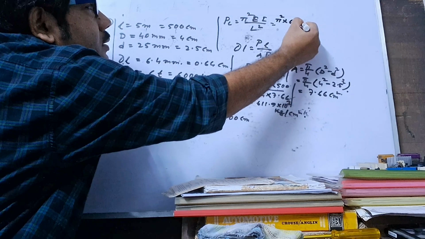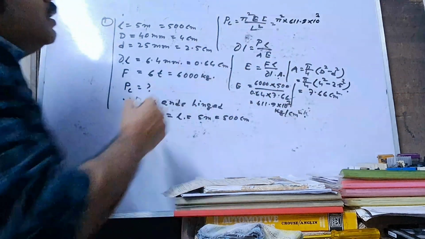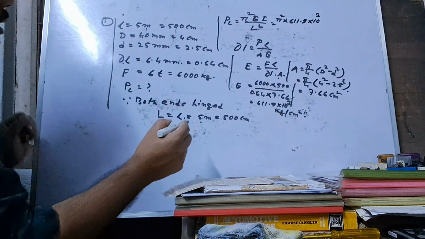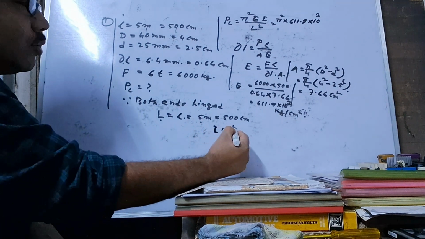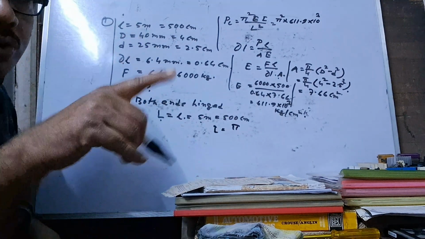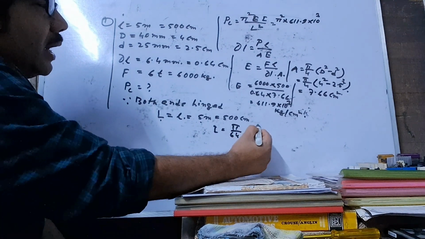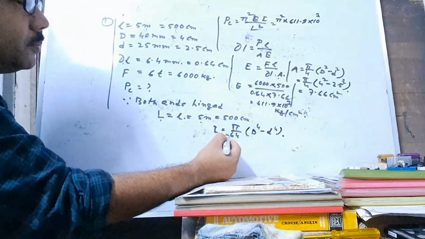If you put this value here, this will be pi square E for 611.9 into 10 to the power 3, and I is also required, remind, I also required here. I equal to, for hollow circular section, pi by 64, capital D to the power 4 minus small d to the power 4.